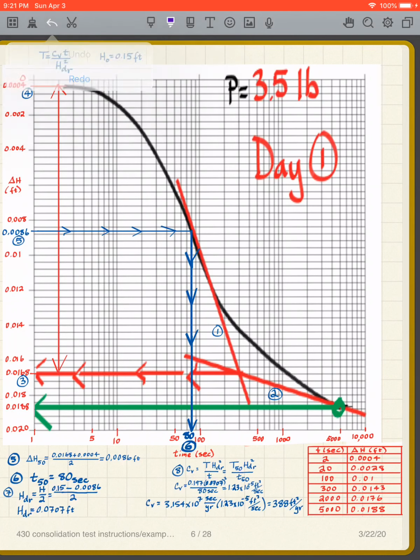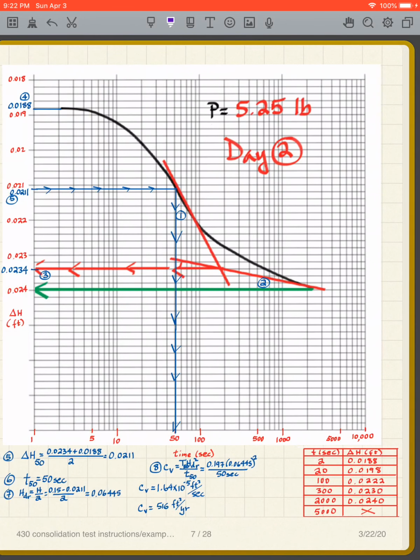So I have 0.197 times the HDR squared over T50 goes there, and I calculate out my C sub V, which is 1.23 times 10 to the negative fifth square feet per second. Often this is in feet squared per year, so you have to convert that to square feet per year. I get 388 square feet per year just by converting seconds to years.